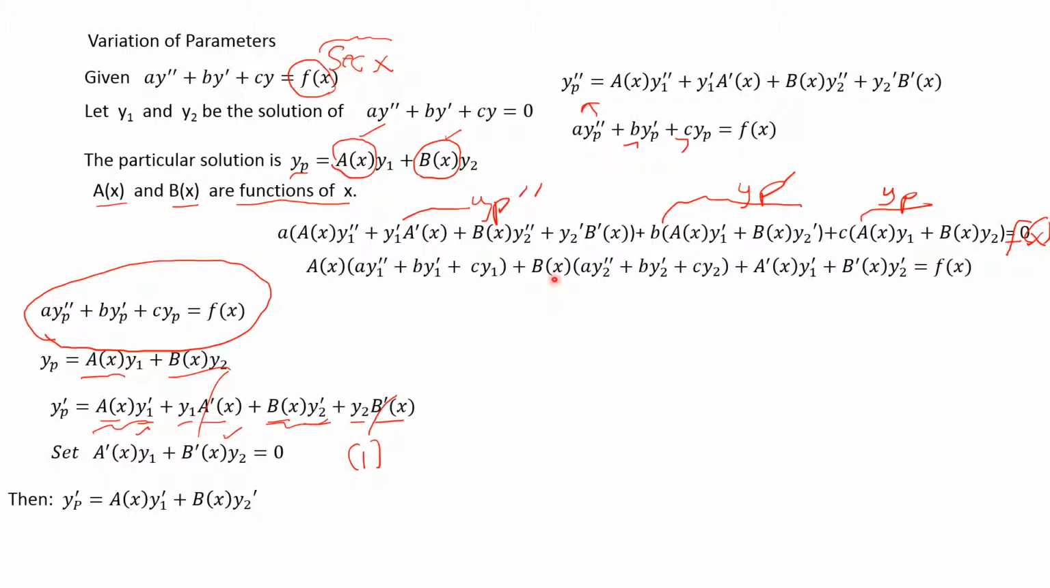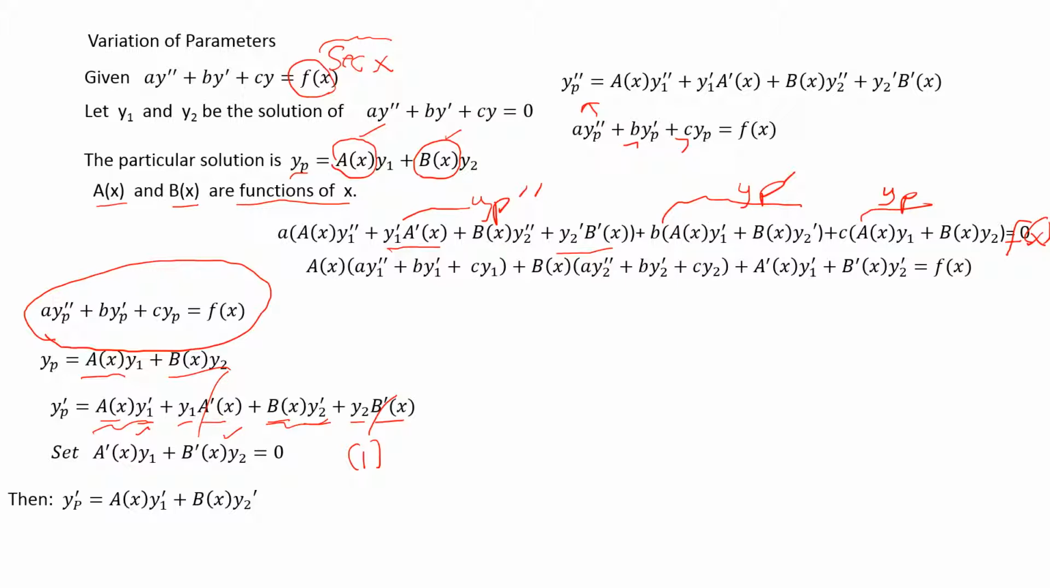Okay, the bx is where? Here, bx there times that ay2 double prime, and then you have bx here times by2 prime, and then b of x here is, you have cy2 there, that's cy2, and then collect all the a prime x. Okay, what's remaining is what? What's remaining is the a prime y1x is there, and then the b prime x y2, and that is equal to f of x.